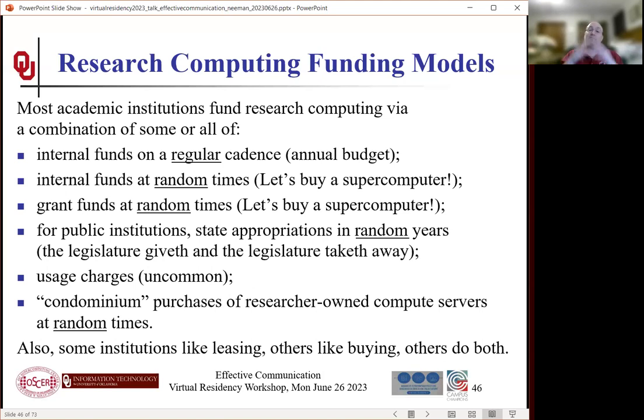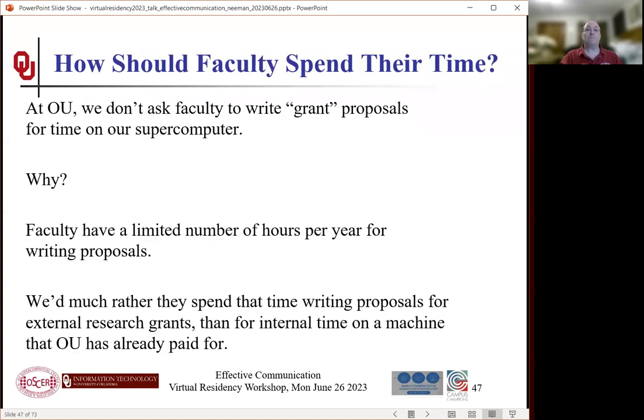Or you can have faculty buy chunks of your supercomputer, what's called condominium purchases, and that'll happen at random times, right? Okay. At my institution, we don't ask faculty to write proposals for time on our machines. And there's a very specific reason why we don't do that.